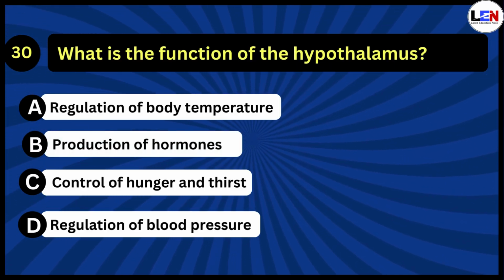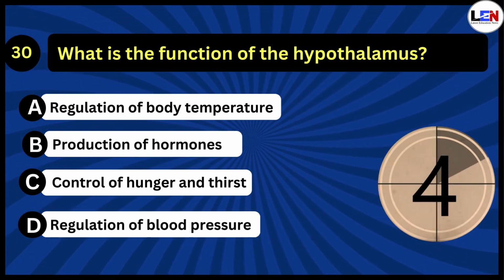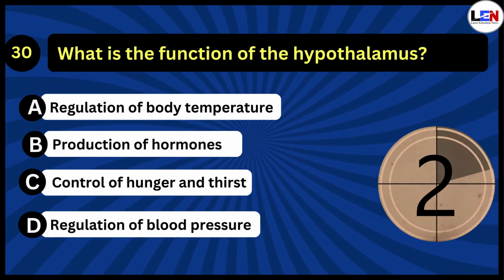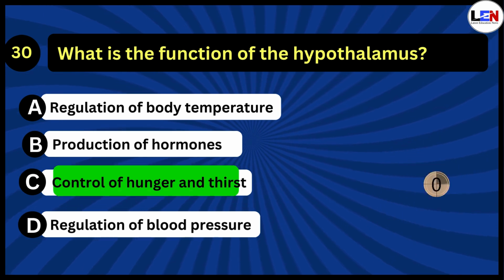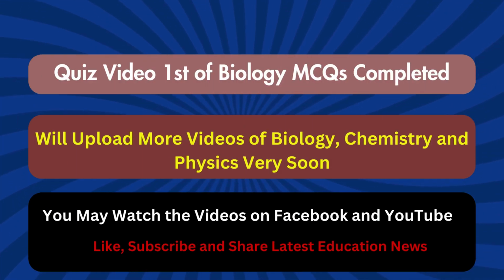Which of the following is not a component of the circulatory system? A. Heart. B. Veins. C. Lungs. D. Kidneys. The correct answer is option D. Kidneys.